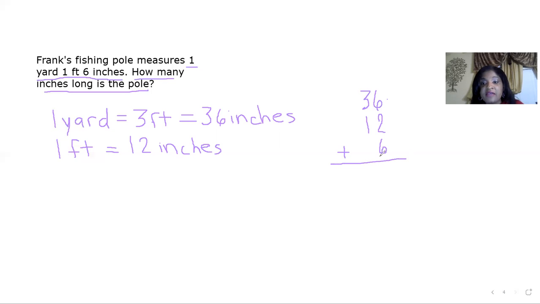6 plus 2 is 8, plus 6 is 14. 1 plus 3 is 4, plus 1 is 5. So Frank's pole is 54 inches.